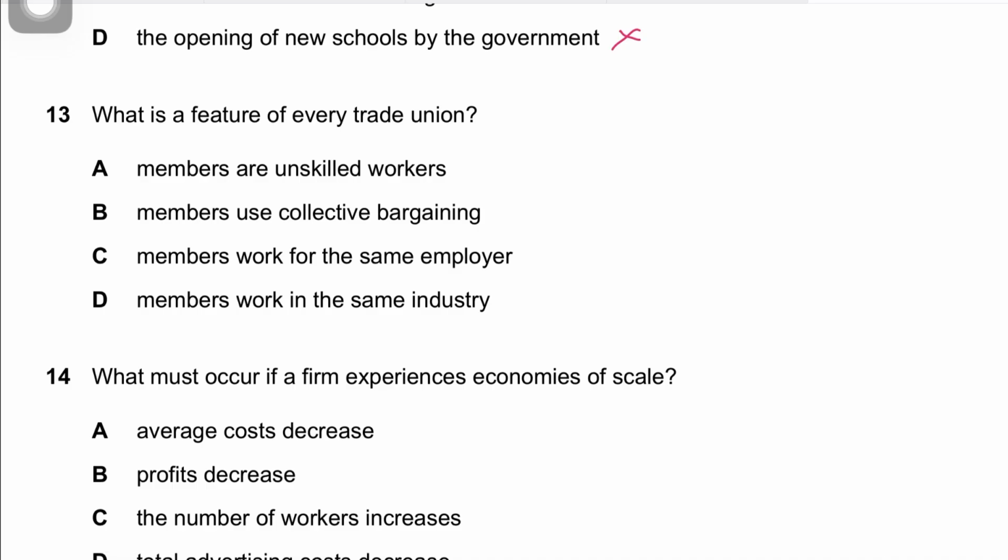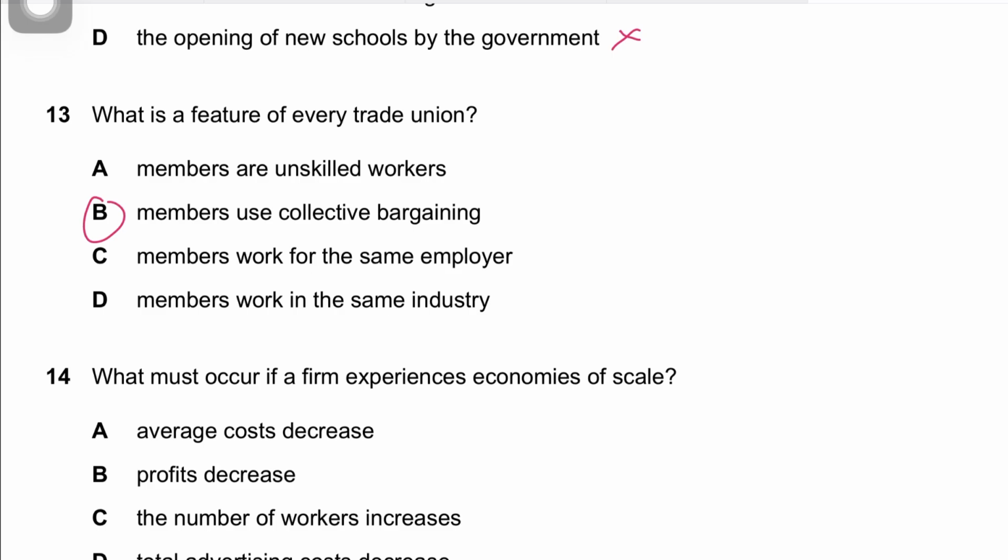Members of a trade union, again, an organization of workers formed to protect and improve their members' interests, right? And the key feature of a trade union, remember, is collective bargaining. But what do you mean by collective bargaining? It means that workers negotiate together rather than individually. That's what collective bargaining means, and this actually strengthens their bargaining power. Therefore, option B is correct.